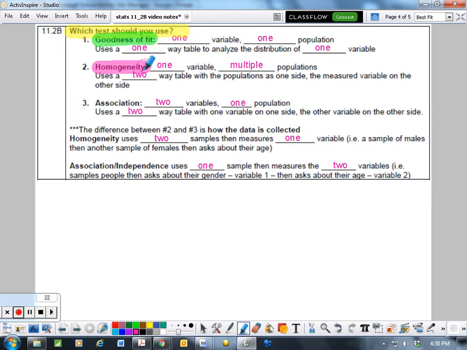That's our homogeneity test. Now, for association, we're going to have two variables, one population. So I do a sample, and I'm measuring two things. So in every person in my sample, I'm going to ask, what state are you from? And what's your favorite color? So I'm measuring two things from everyone in my sample. Please remember that the difference between homogeneity and association is how the data is collected. Everything else is exactly the same.